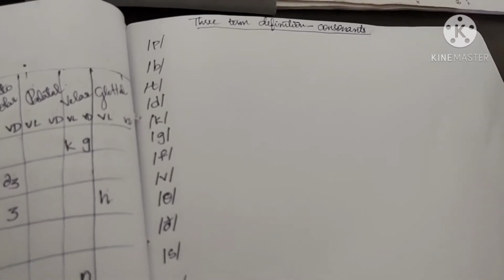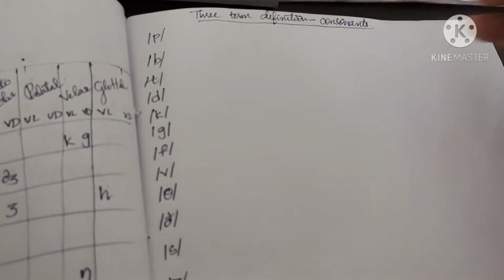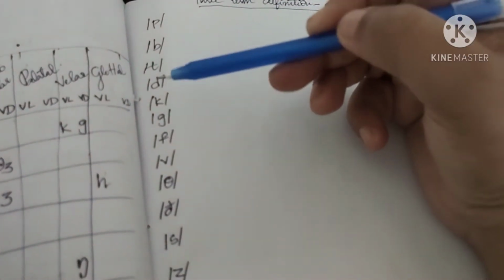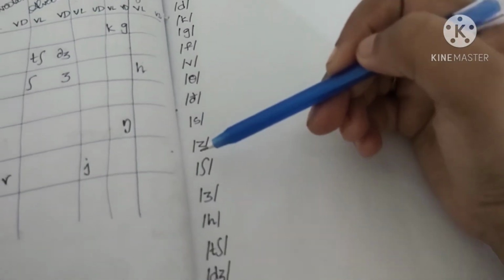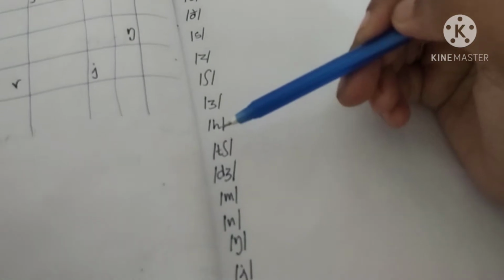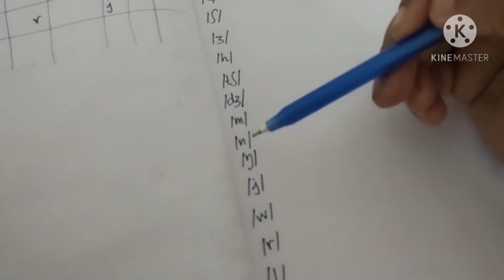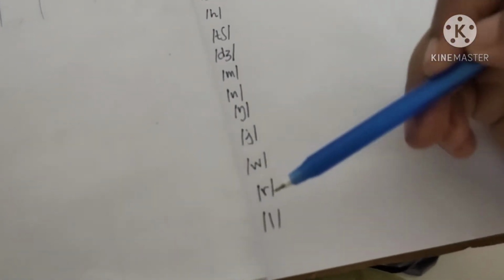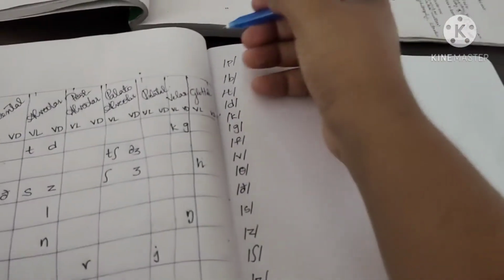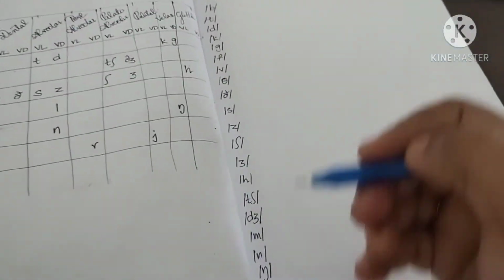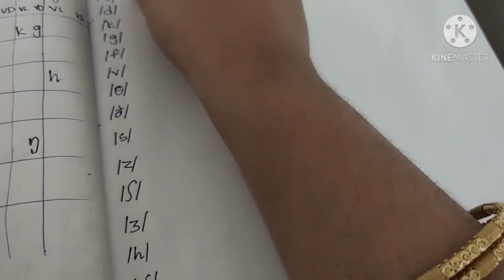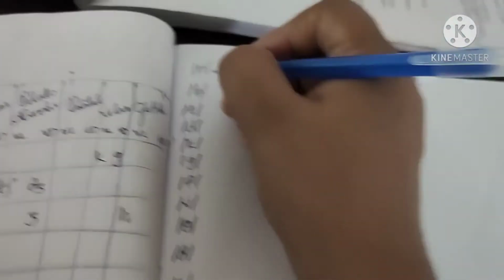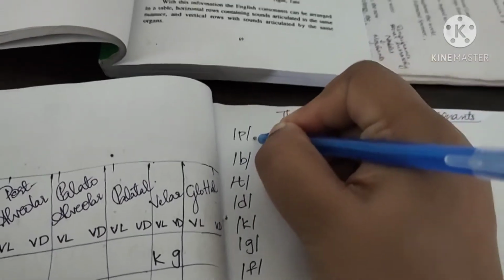First of all, we have to write all the 24 consonants in the same order. P, B, T, D, K, G, F, V, Th, Dh, S, Z, Sh, Zh, H, Ch, J, M, N, Ng, Y, W, R, L. We have to write all the consonants in the same order. Now we shall study some techniques to study this by heart.